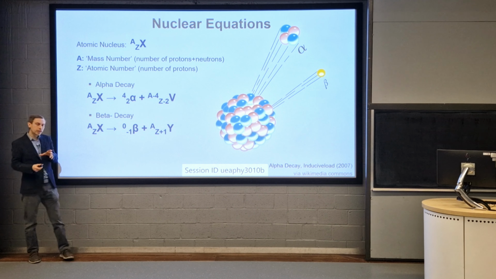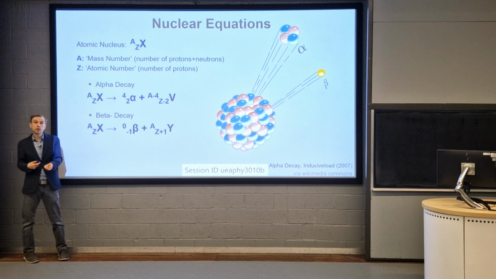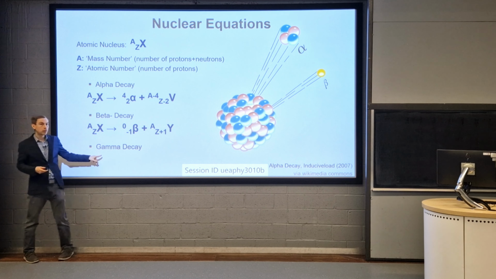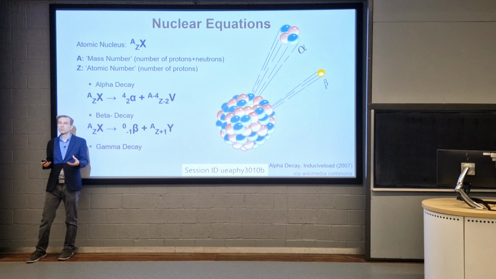So like you said, the third of the three main kinds of decay we might get is gamma decay. Okay, so gamma decay. Does anybody know fundamentally what a gamma particle is?